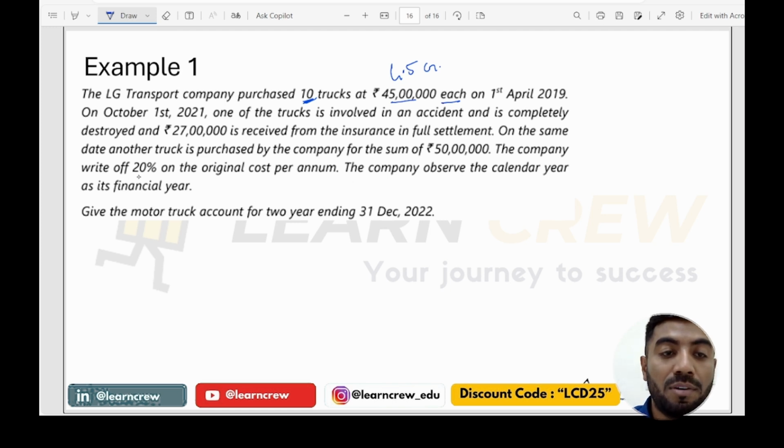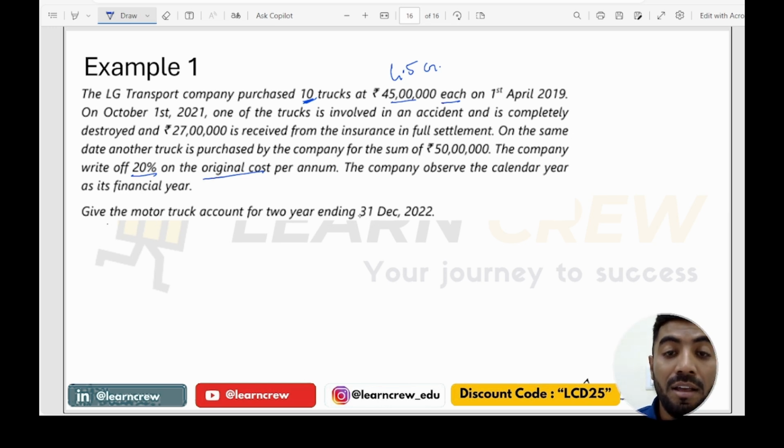The company writes off 20% of the original cost. This is the depreciation rate on the original cost, per annum. The company observes the calendar year as its financial year, which means 31st December will be the year ending. Give the motor truck account for 2 years ending 31st December.